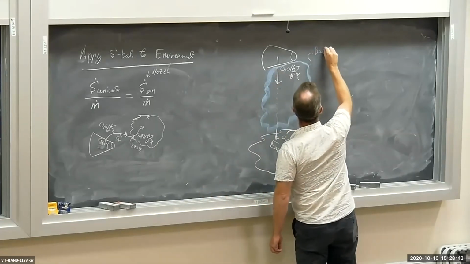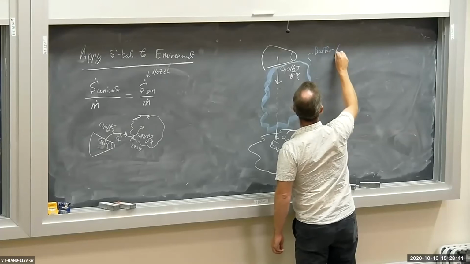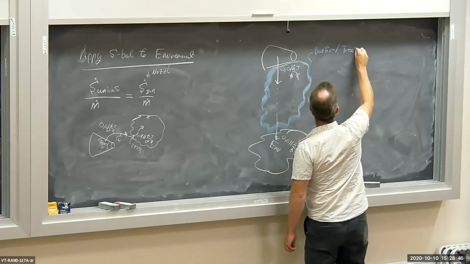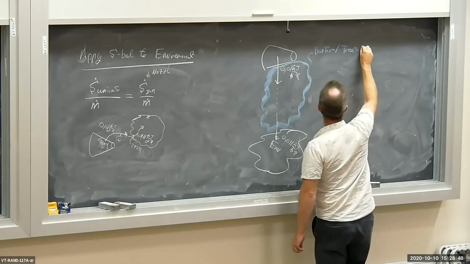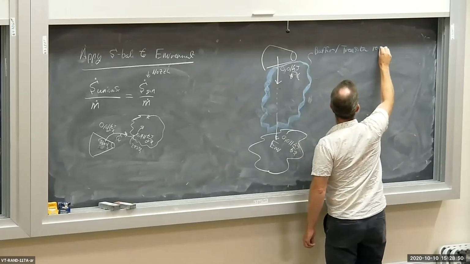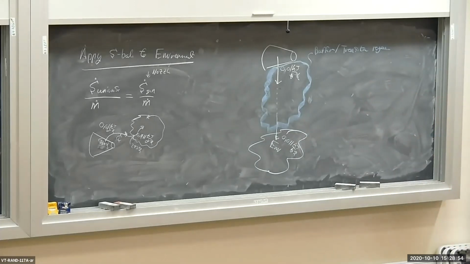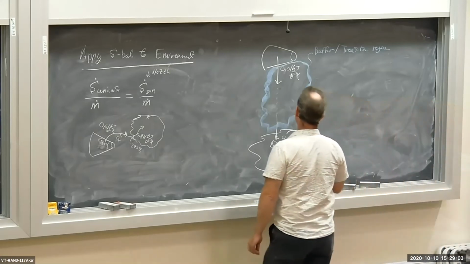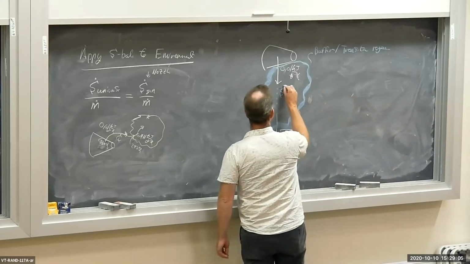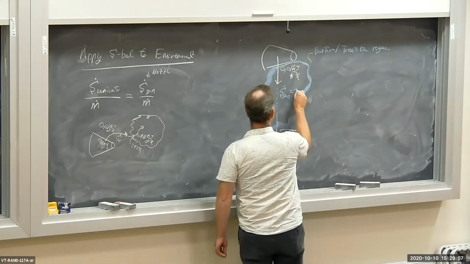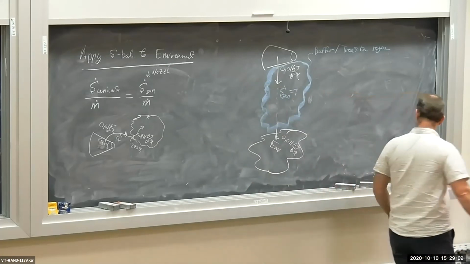Buffer, or if you like, transition region. Remember we talked about the transition region? We talked about where entropy is generated in systems. And between systems, we got this buffer region. What's S dot gen in this buffer region?